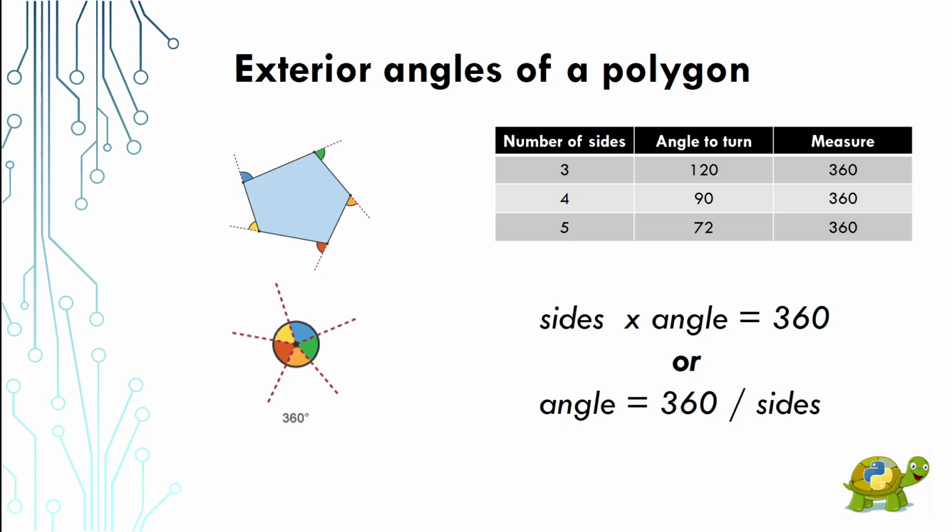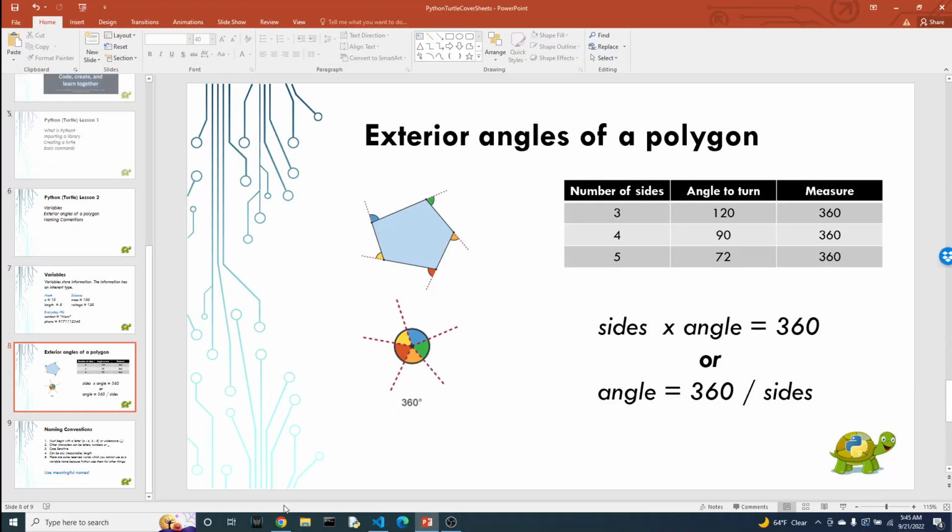So we can deduce that sides times angle is 360, or better yet for our purposes, in terms of determining what angle we should turn the turtle at, we can solve for angle, and now angle becomes 360 divided by sides. Well, guess what? Angle is a variable. We're going to have that represent the angle that the turtle has to turn, and sides will represent the number of sides in our shape. So let's go back to Replit and try that out.